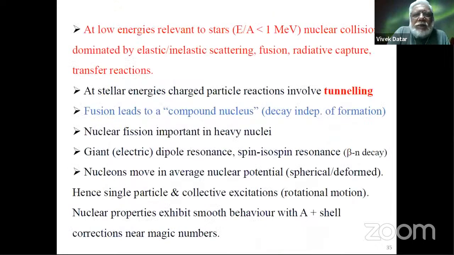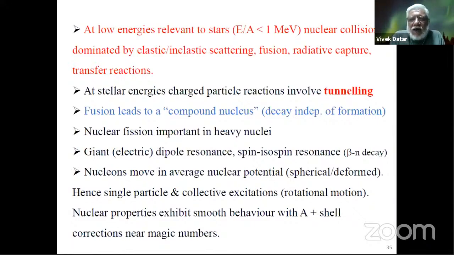Okay, so let me go back to this. So at stellar energies, you do need tunneling, a quantum mechanical phenomenon. When it leads to combining of these nuclei, you can form in principle a compound nucleus. And this compound nucleus is characterized by some quantum numbers like energy, angular momentum, and the parity, and so on. But most importantly, the decay is independent of the way it was formed. As I said already, nuclear fission is important in heavy nuclei. So when you want to synthesize nuclei, you can't synthesize arbitrarily heavy nuclei; at some point nuclear fission will start coming in, and these heavy nuclei will decay through nuclear fission.